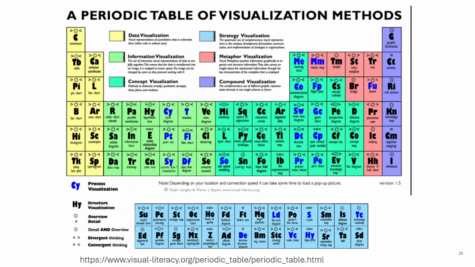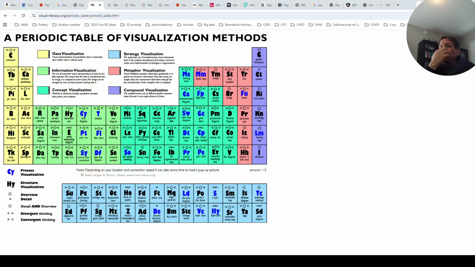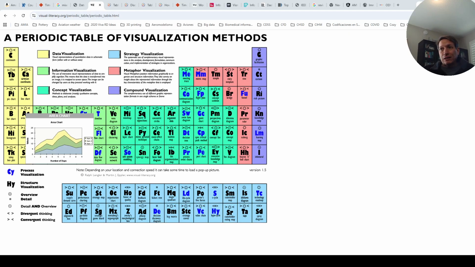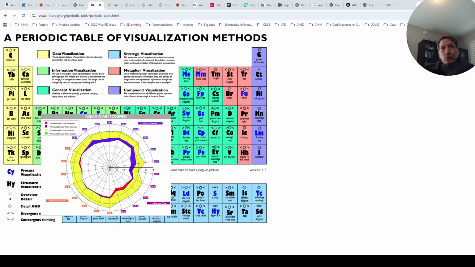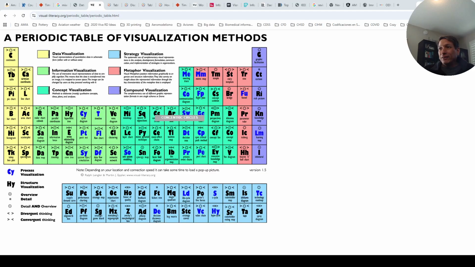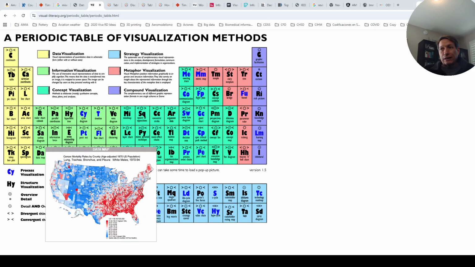A really useful tool that I briefly introduced in the past, but I'm going to explore a little bit more today, is this periodic table of visual methods. And if we go to the web page, it's kind of interactive. Since we are talking about information visualization, it's kind of the center here of the periodic table. And if you notice, when we hover, we are going to have really cool visuals that are telling us.